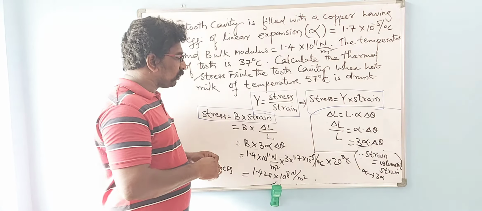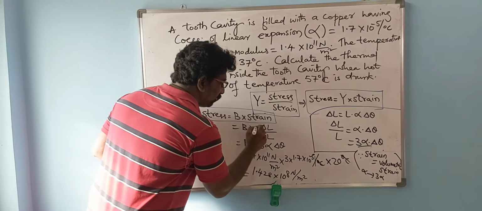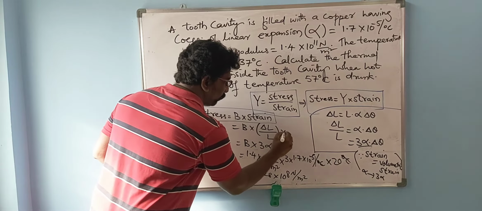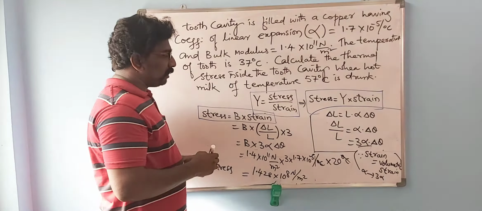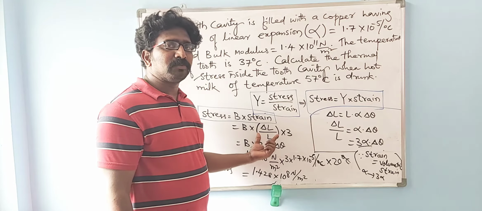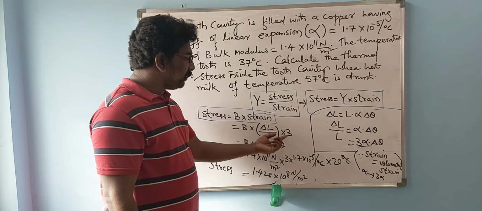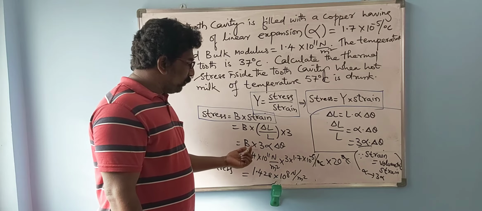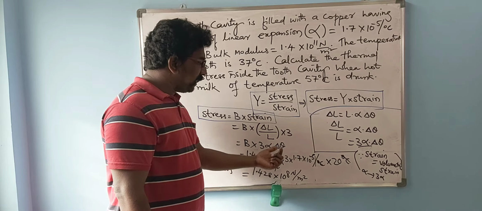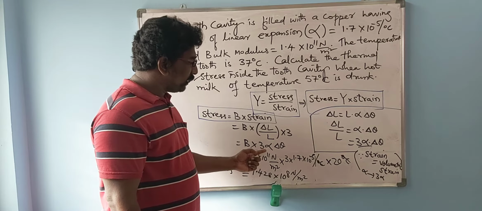So this formula becomes B into 3, it is 3 times of this strain. It is a volumetric strain, so it becomes 3 times of the normal longitudinal strain. So B is equal to delta L by L into 3, that is equal to 3 alpha delta theta. Then let us see how delta L by L is equal to alpha delta theta.